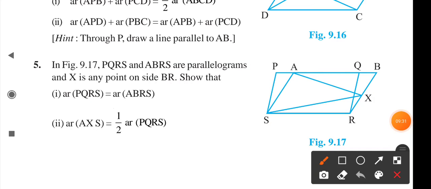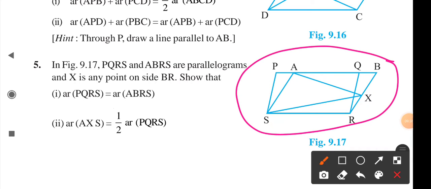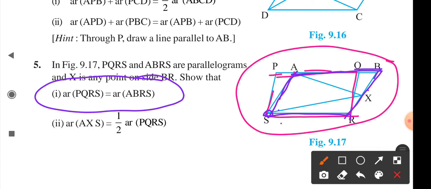Now see the next question. You can see that the figure is given in the question, that PQRS. This is the PQRS parallelogram, and the other one is ABRS. You can see that this is the ABRS parallelogram. And as I told you in the first theorem, both the parallelograms having the same base and lying between the same parallel lines, therefore the areas of both will be equal. We can directly prove it.